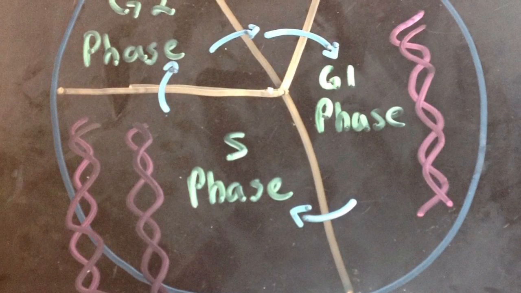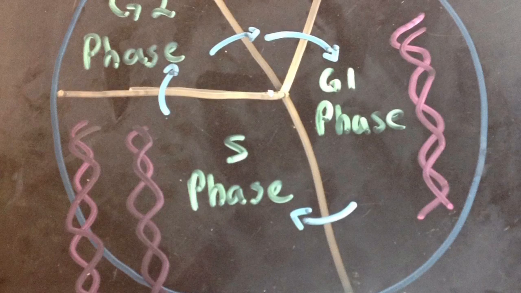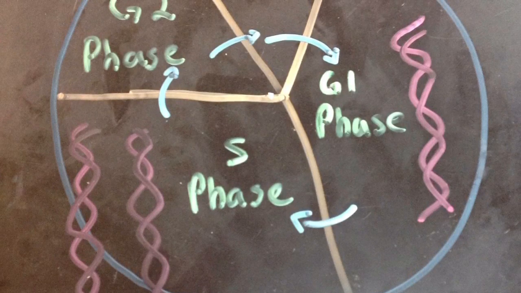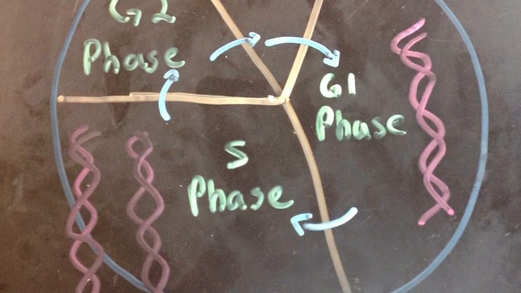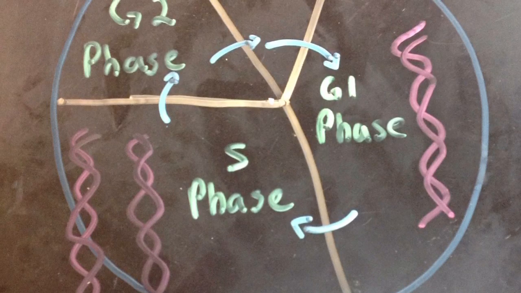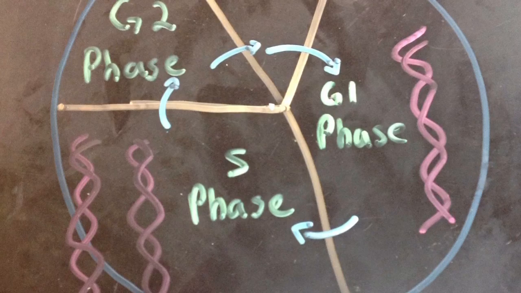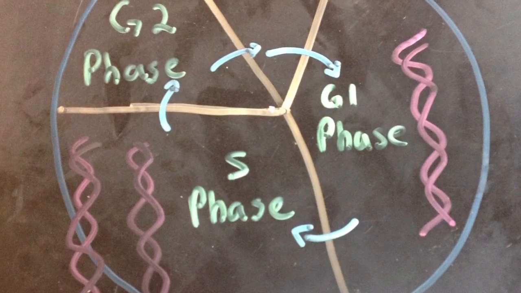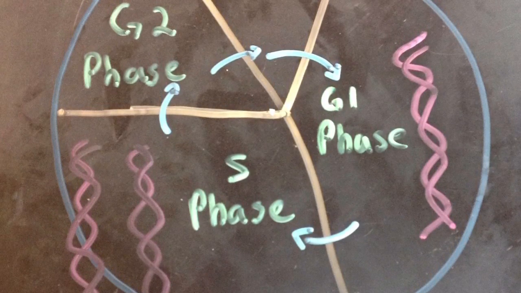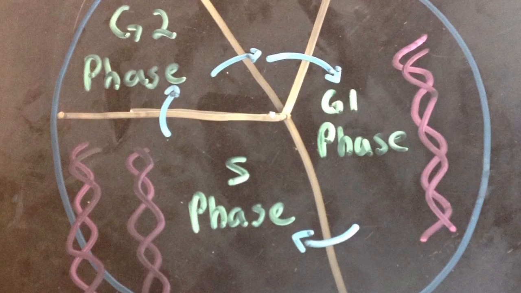The cycle begins with G1 phase. In G1 phase, metabolic changes prepare the cell for division. At the restriction point, the cell is committed to division and moves into the S phase. In the S phase, DNA synthesis replicates the genetic material. Each chromosome now consists of two sister chromatids.